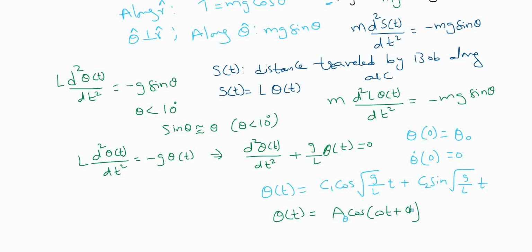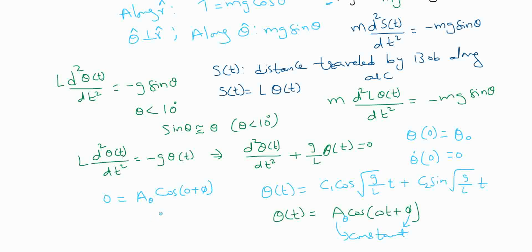Now we can determine these. Basically A theta is a constant, and phi is also constant, so we have to determine them. Now for theta of 0, what will it be? A, with a subscript for angular displacement constants, times cos of 0 plus phi.